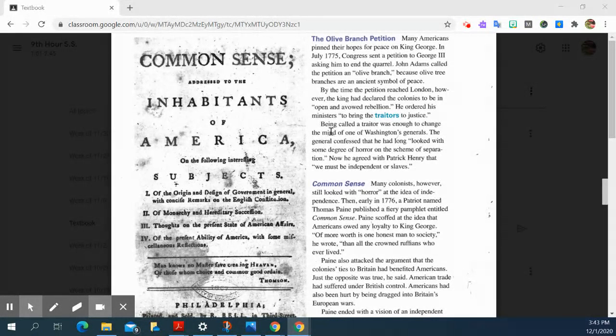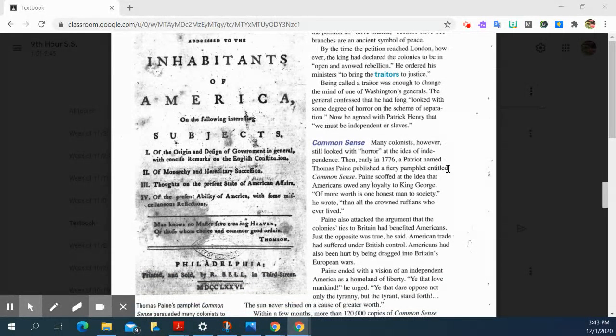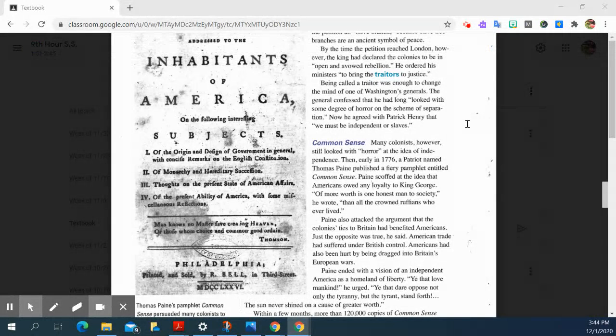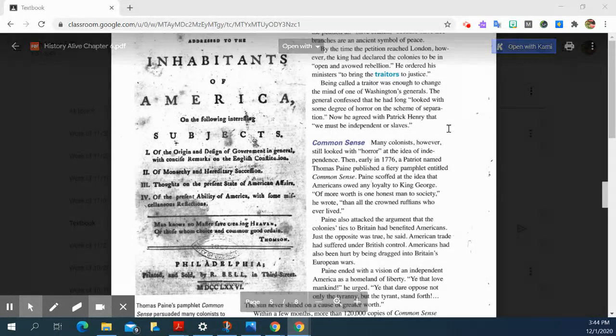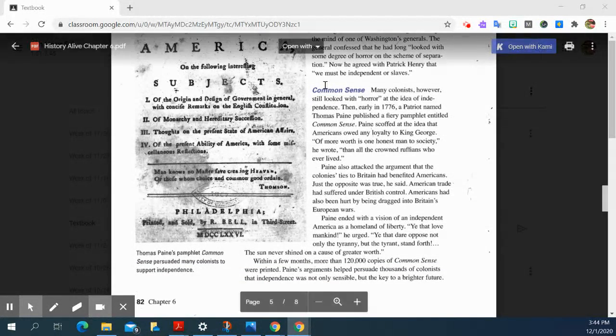I don't know. Being called a traitor was enough to change the mind of one of Washington's generals. The general confessed that he had long looked with some degree of horror on this scheme of separation. Now he agreed with Patrick Henry that we must be independent or slaves. So some of these people are just kind of like, oh, we really don't want to be independent. We don't want it to come to that. But then when King George kind of lashes out, they decide that there has to be something that has to be done.